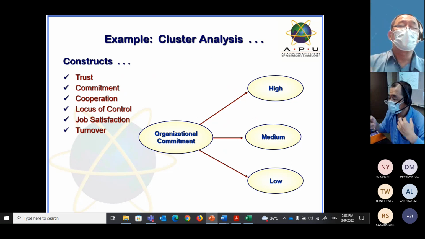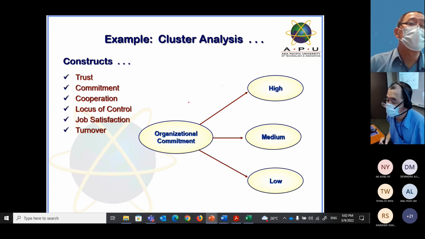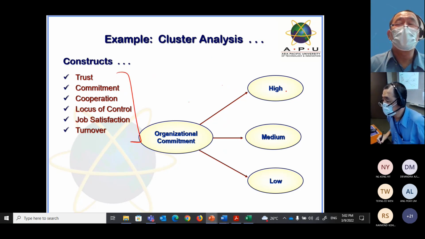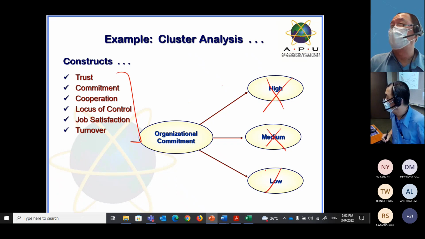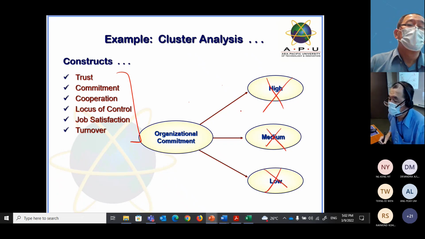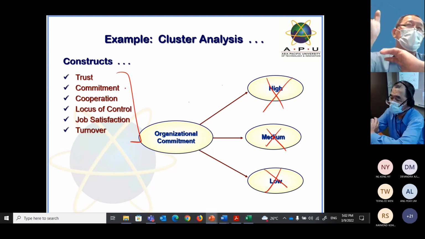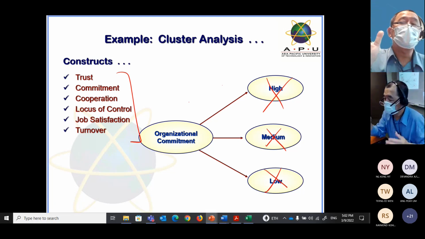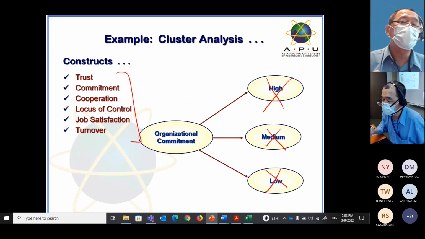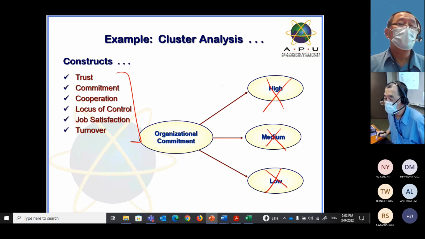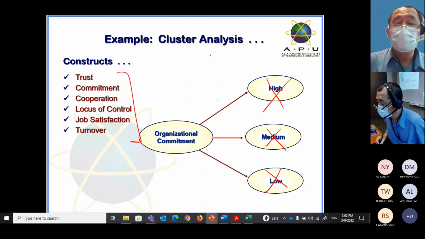So it's an example of cluster analysis. You only have these constructs. At the beginning, you don't know the groups yet. But you try, based on these few criteria, few constructs, to do the grouping for your employees, to see which group they are supposed to belong to, high, medium, or low, like that.